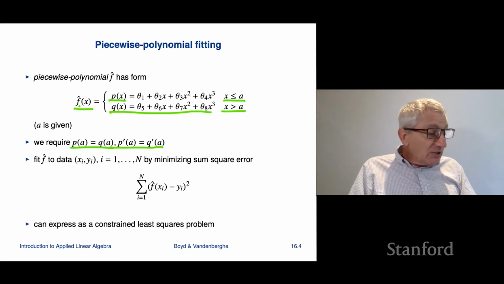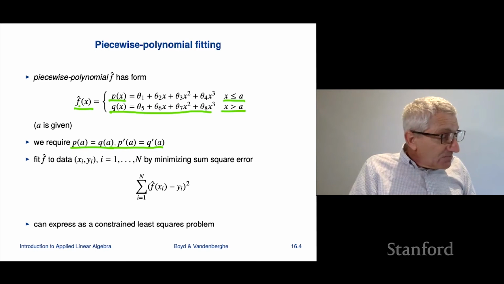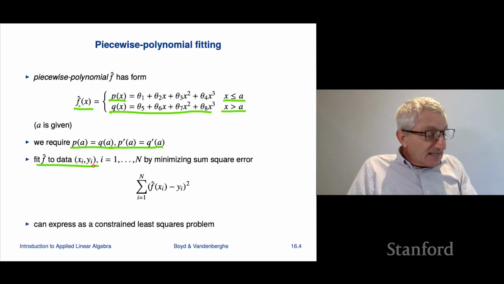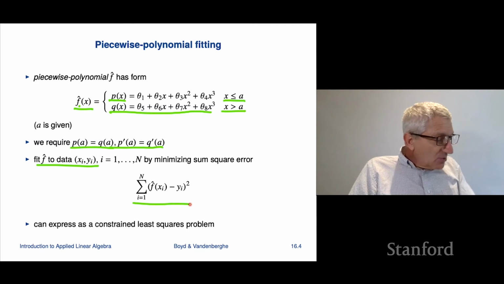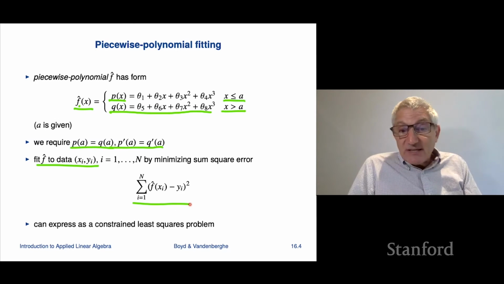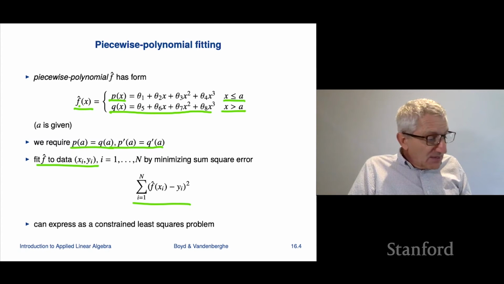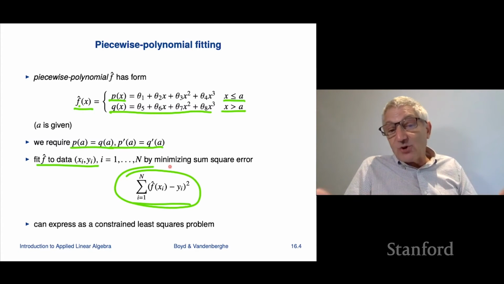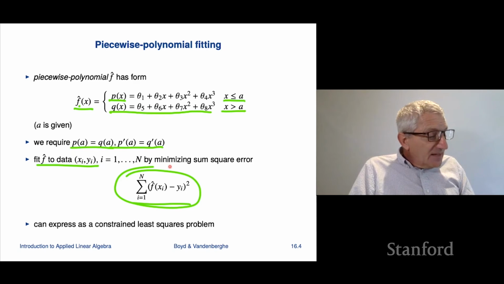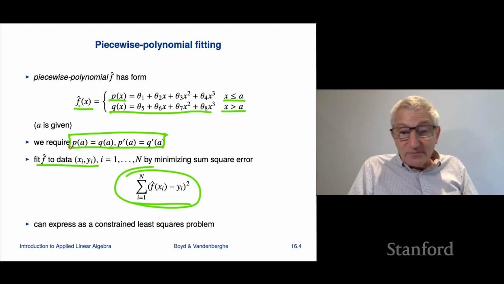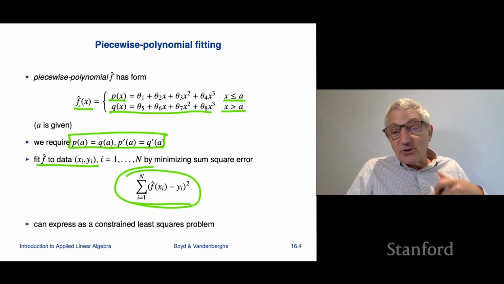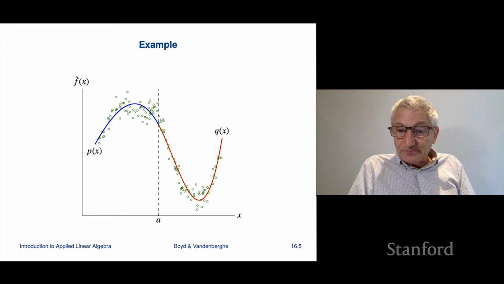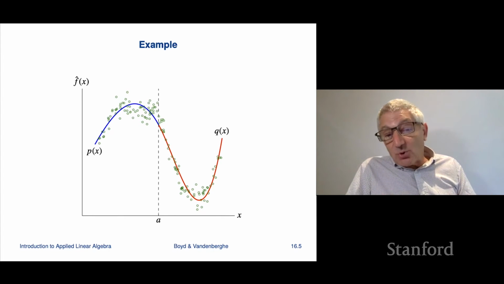Okay, so what we're going to do now is fit f hat to some data, xi, yi. And we'll minimize the sum square error. We're just going to express that as a constrained least squares problem. So that's of course our objective. And the constraints are going to turn into our Cx equals d part, the linear equations or linear constraints part of the problem. Let me just show you how it works first.